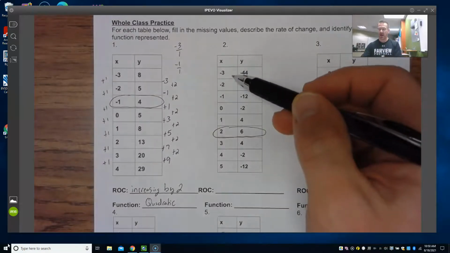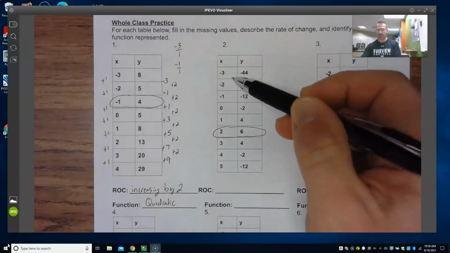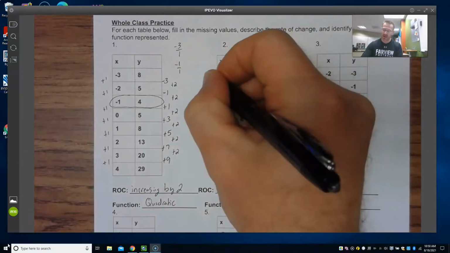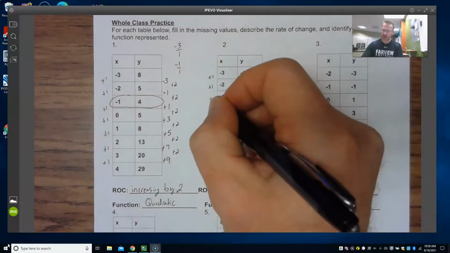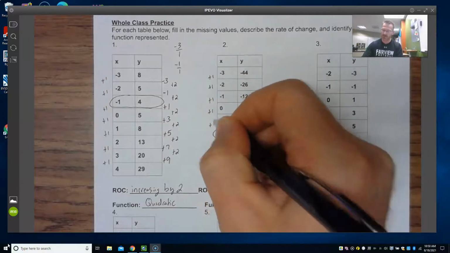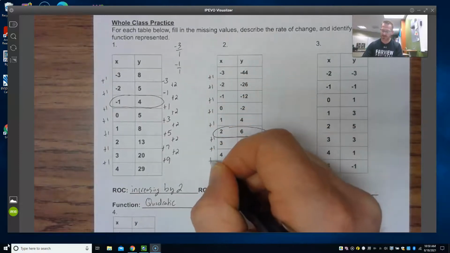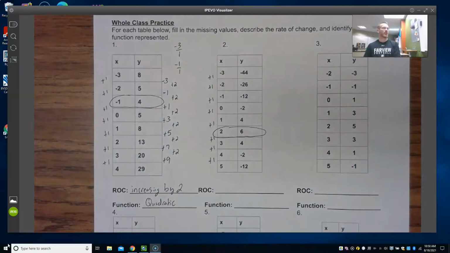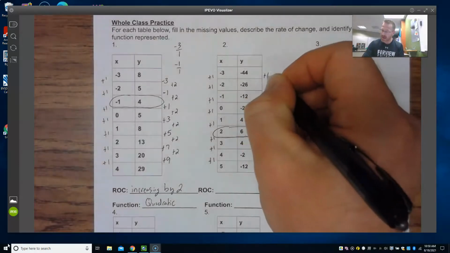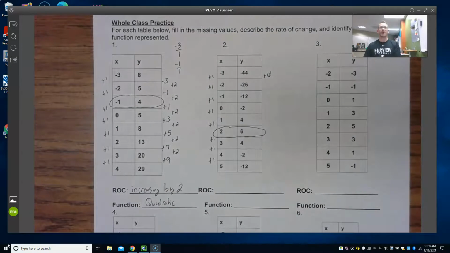All right, so now I'm going to look at my x's here. All right, and what I see with all my x's is that they are all increasing by 1. So let's just go ahead and do that real quick. So all of my x's are going up by 1. So now let's look at our rates of change. So when I go from negative 44 to negative 26, I go up 18. So remember when I go from negative 44 to negative 26, I'm going up 18.